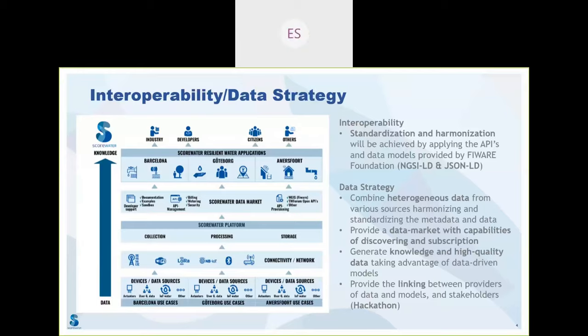Okay, about the data market, the data is standardized and harmonized, taking advantage of the FIWARE platform. For this reason we are using NGSI-LD and JSON-LD in order to create the APIs and data models. To summarize, basically this platform is used to provide a link between the providers of data or models or smart models and the stakeholders. It is important to remark that at the end of the project, we want to organize a hackathon to exploit all the platform and encourage people to use it.